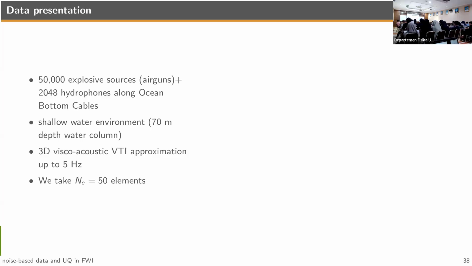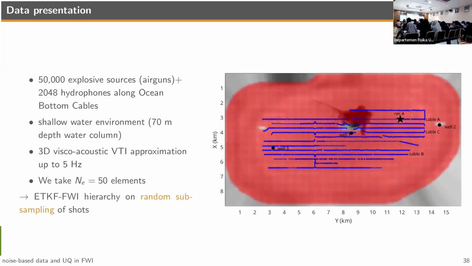So in fact, we are using here an industry-based data set. We have about 50,000 shots, all of them red points here, and some cables of receivers on the seafloor. So it's a shallow water environment data set. And we are running acoustic full waveform inversion. In this example, for most of the results, I will show you using 50 members in the ensemble. I will show you some comparison at the end, depending on the size of the ensemble. And basically, thanks to reciprocity, we are using the 2048 receivers as shots, and we randomly select those shots in the steps of the ensemble transform Kalman filter.